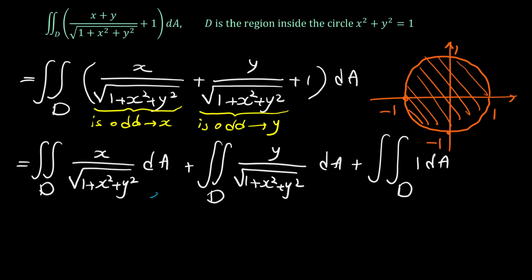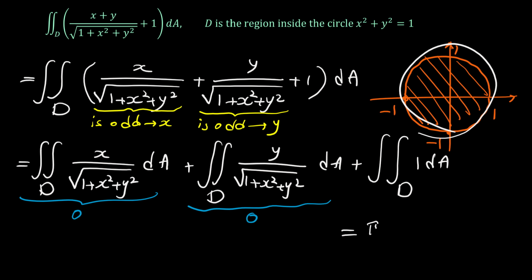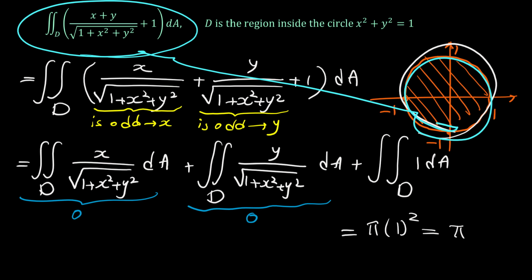So again, this is 0, this is 0, and we know that the double integral of 1 dA is the area of the region, so this equals the area of this circle. What is the area of a circle with radius 1? Pi times r to the 2, pi times 1 to the 2 is pi. So this double integral over this region is pi.